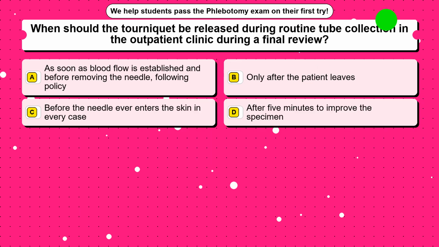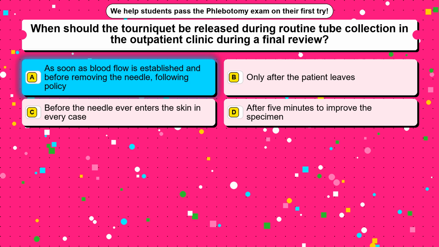Question 25. When should the tourniquet be released during routine tube collection in the outpatient clinic during a final review? Option A. As soon as blood flow is established and before removing the needle, following policy. Option B. Only after the patient leaves. Option C. Before the needle ever enters the skin in every case. Option D. After 5 minutes to improve the specimen.